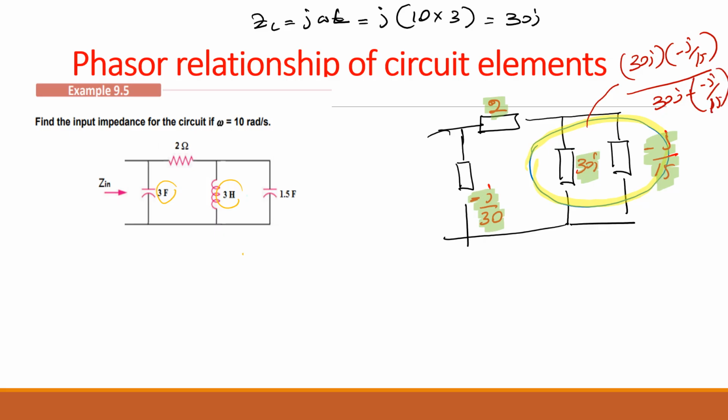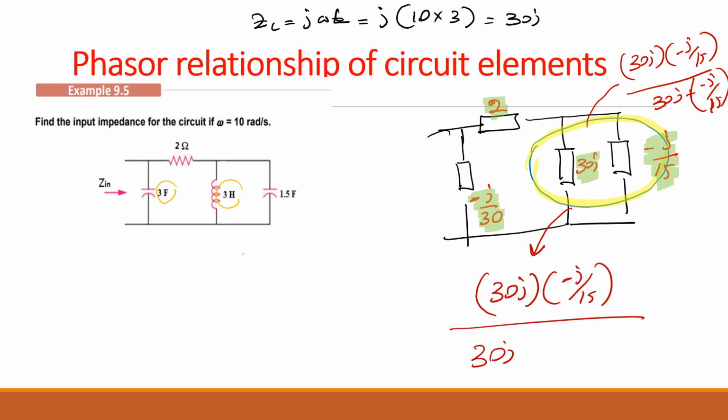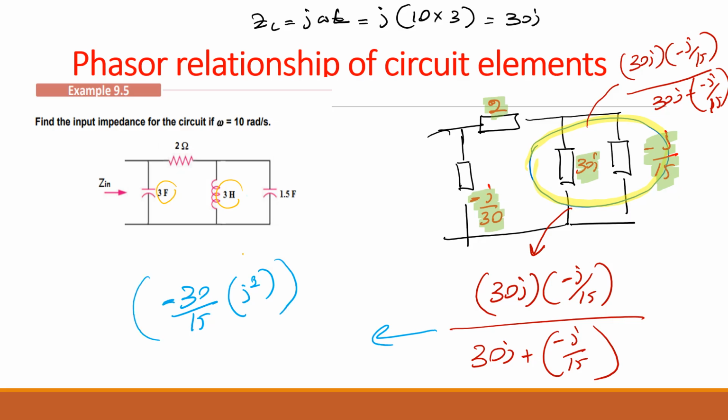Is that right? So when you add these together, that will be 30j times negative j over 15 divided by 30j plus negative j over 15. Do you agree with this? They are parallel. So if you want, you can convert it to polar form and do it. Otherwise, this one is not that hard. So when you do this, what is happening? 30 divided by 15 times j squared negative. This is your numerator. Agree or not? Do you get the same for the numerator?